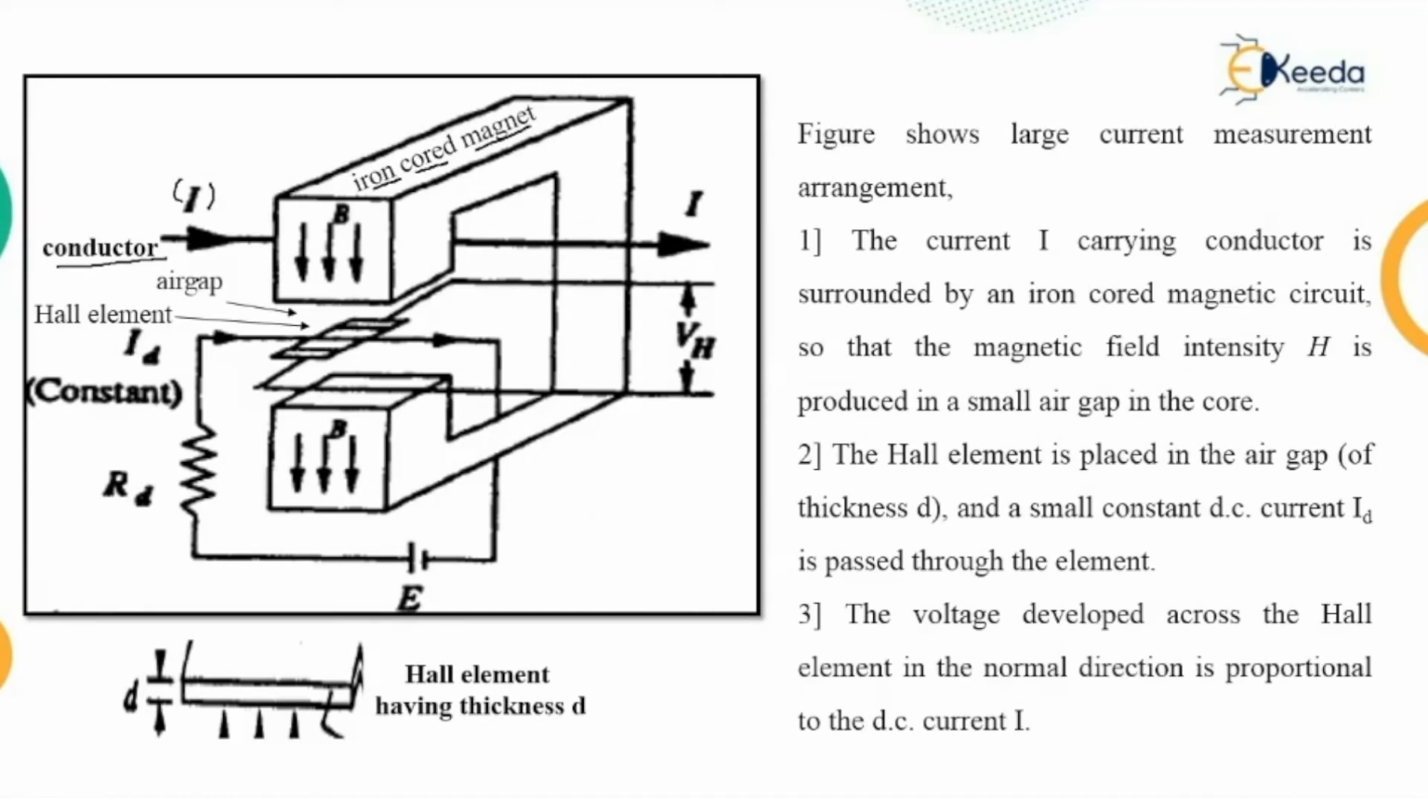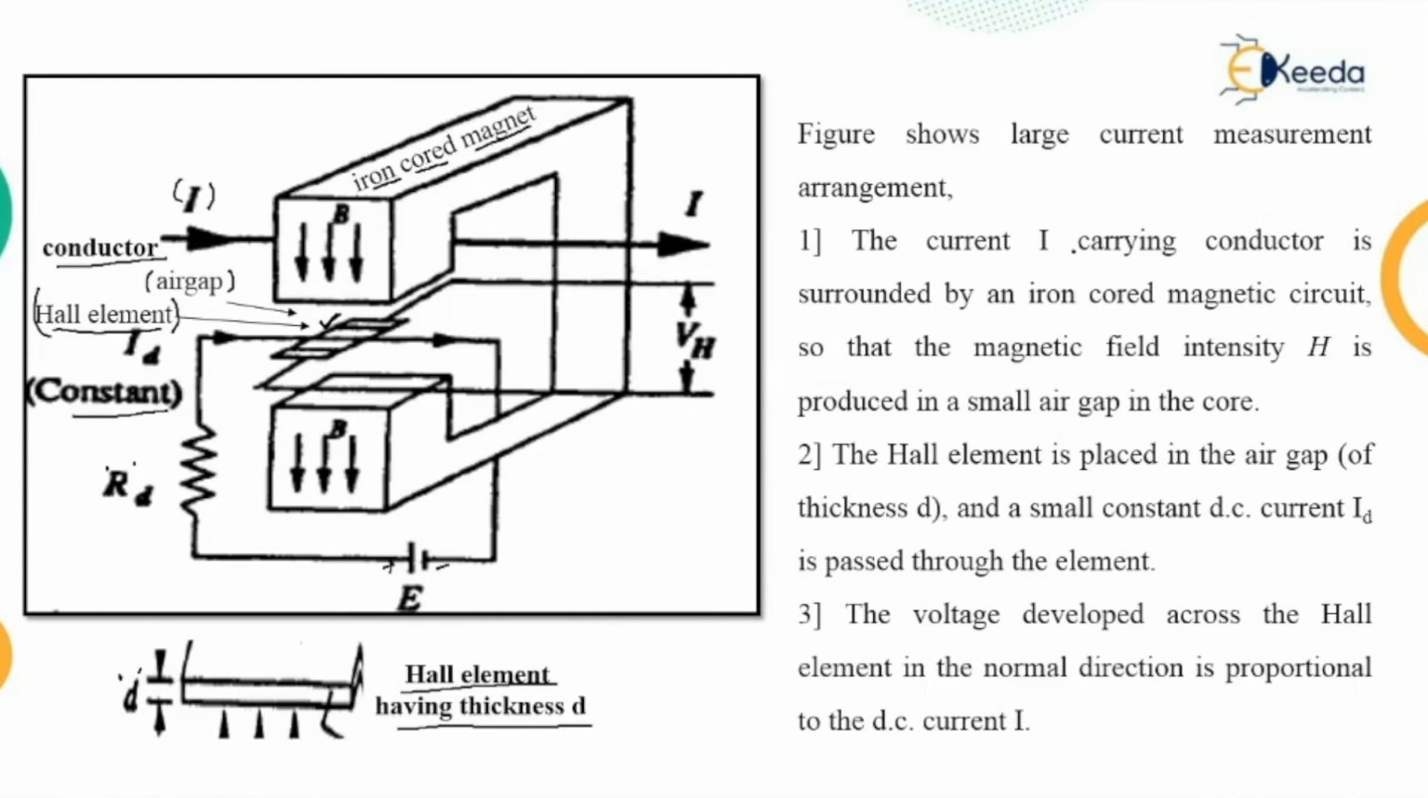In between that, there is an air gap, and a Hall element, that is this metal plate, is placed here. This metal plate has a DC current, that is a constant current, flowing through it due to the application of the DC voltage. There is a resistance used to control the amount of current. The thickness of this Hall element, as already said, is small d.